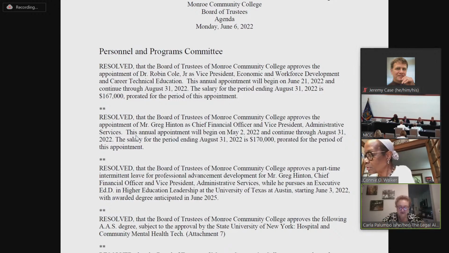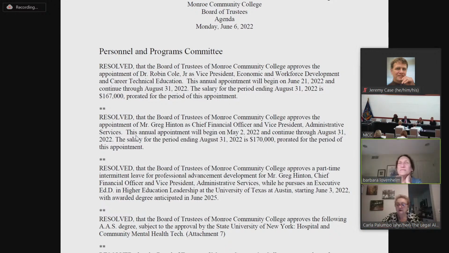So next, resolved that the Board of Trustees of Monroe Community College approves a part-time intermittent leave for professional advancement and development for Mr. Greg Hinton, Chief Financial Officer and Vice President, Administrative Services, while he pursues an executive EdD, doctorate in education, in higher education leadership at the University of Texas at Austin, starting June 3rd, 2022, with an awarded degree anticipated in June 2025. Trustees, may I have a motion to approve the leave for professional advancement for Mr. Greg Hinton? So moved. Is there a second? Second. Moved and seconded.